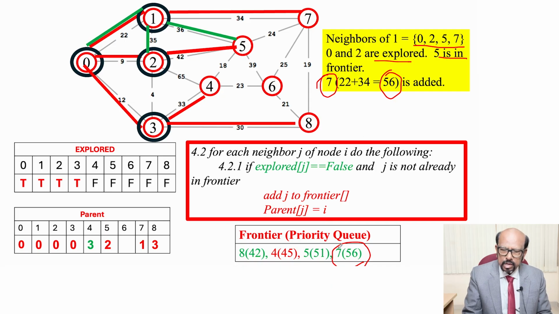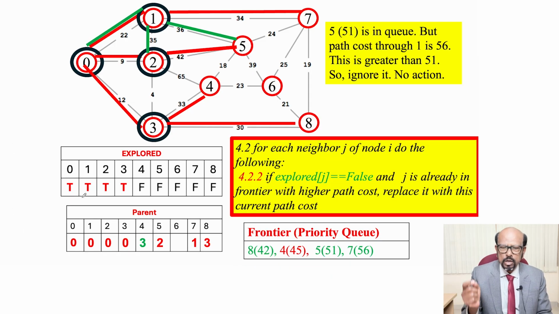Now, parent of 7 is 1. So 0, 1, 2, 3 are explode. Now 1 is also explode. That is where 4.2.1 stops. Now we will go to 4.2.2.